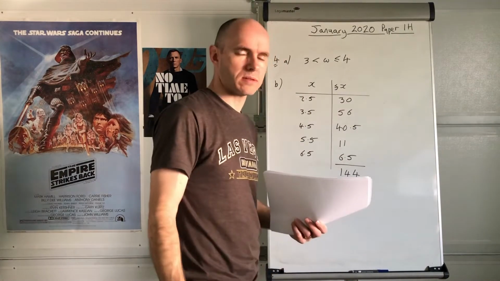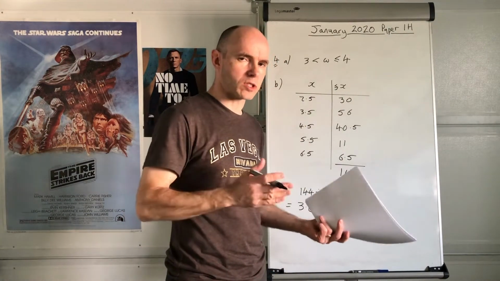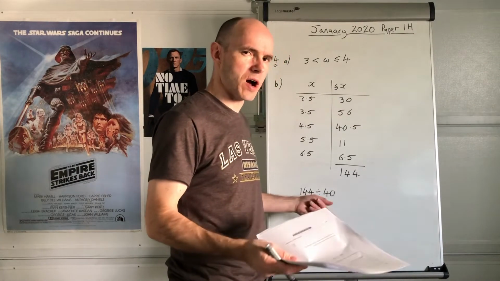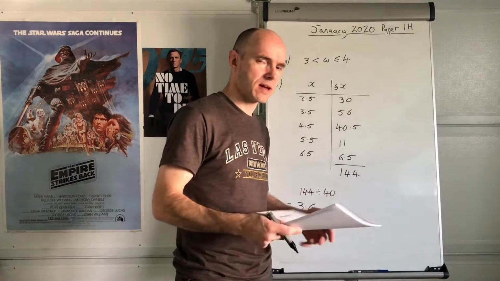Do not round it. A mean is not to be rounded unless you're told to. So that is your mean average, 3.6. It doesn't matter that you can't have 3.6 babies. It is an average figure.